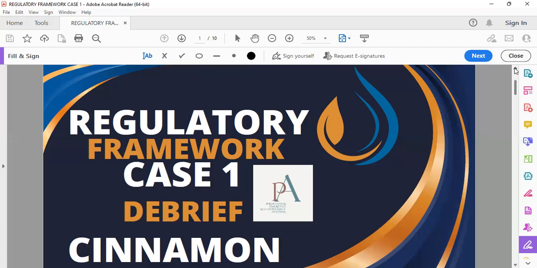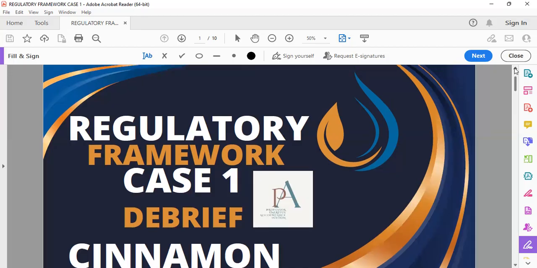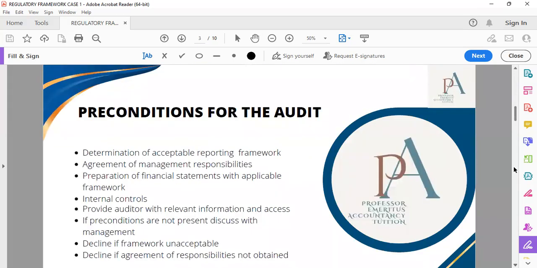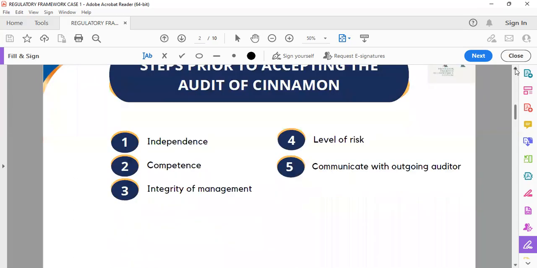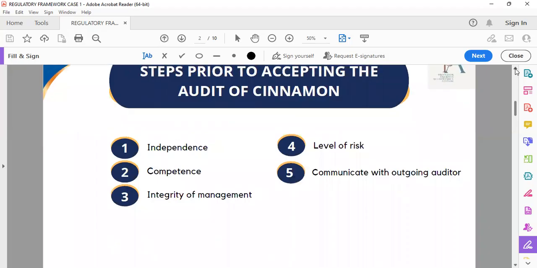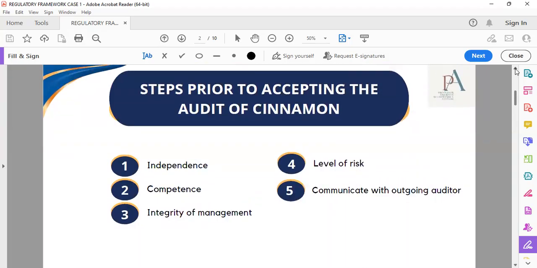So for these 2 case studies, we are going to cover about 80% of those concepts, and the other ones we are going to cover them when we go to the objective test segment of this course. So for now, let's look at the first question. The first question that you were asked after that case study is, what are the steps that Salt and Pepper should take before they accept the audit assignment that has been given to them by Cinnamon?